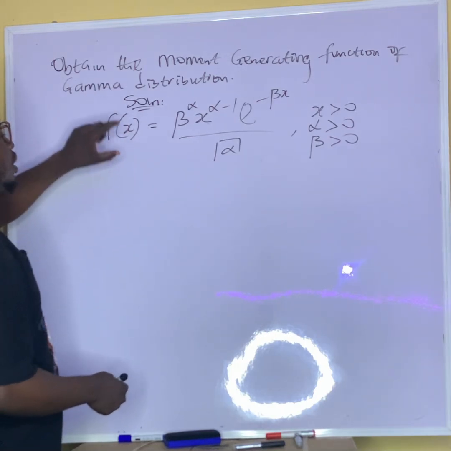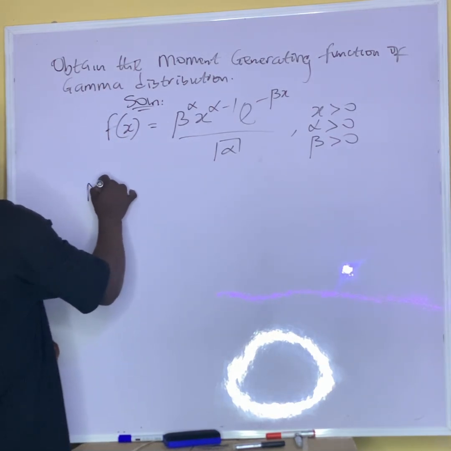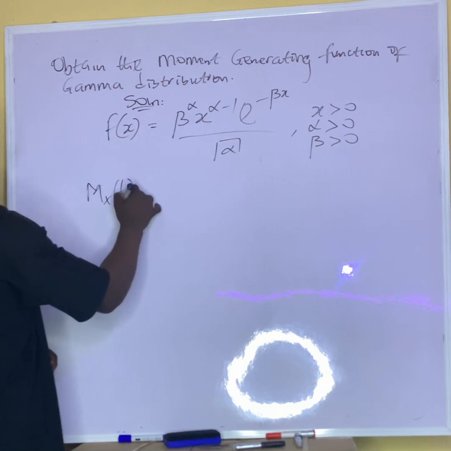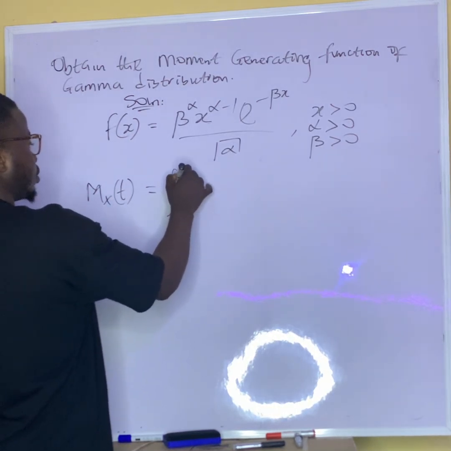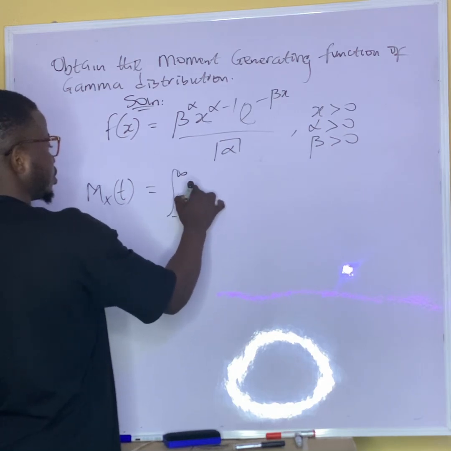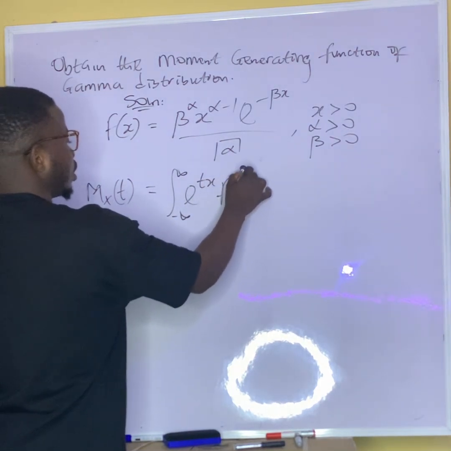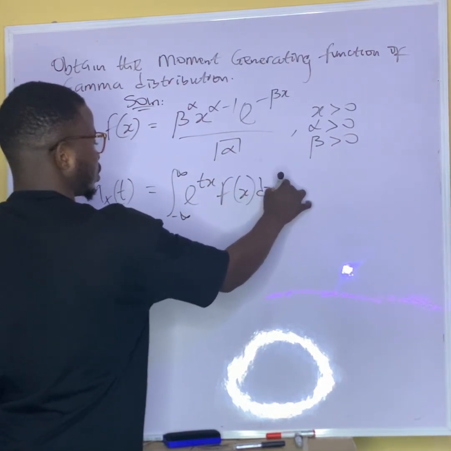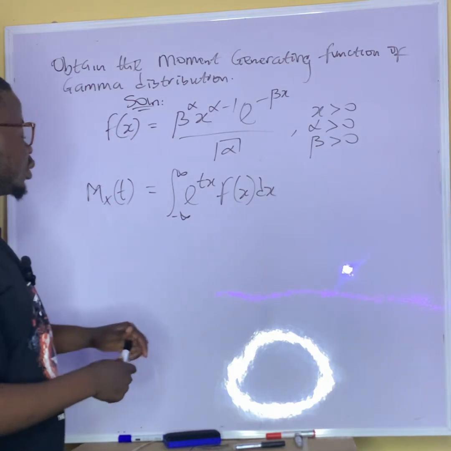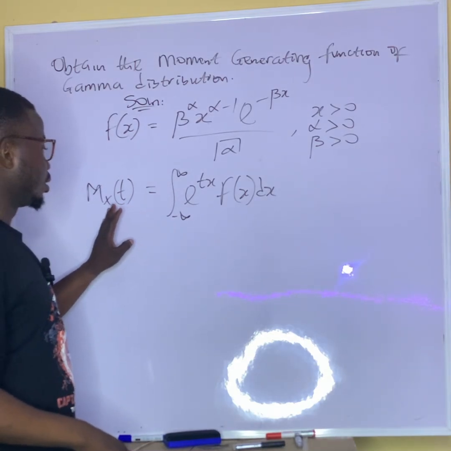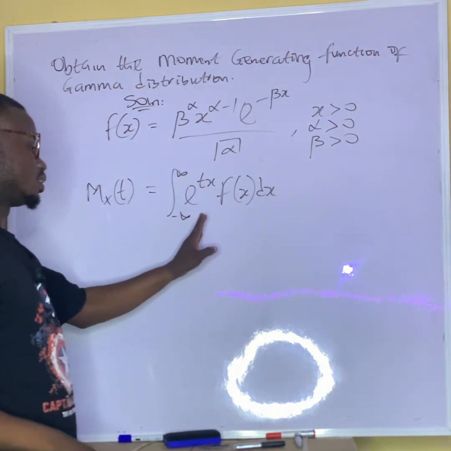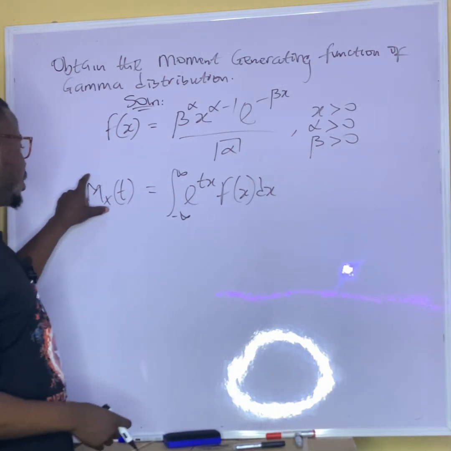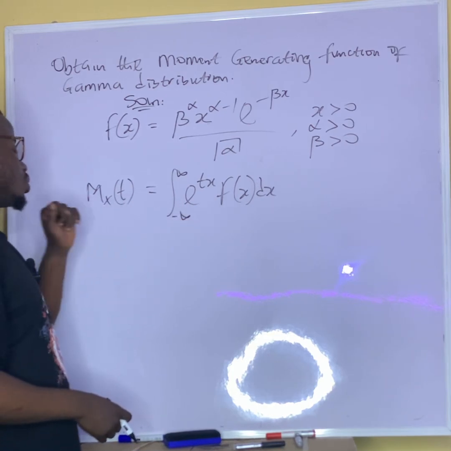Now to obtain the moment generating function, the moment generating function for a continuous random variable x is defined as the integral from minus infinity to infinity of exponential tx f of x dx. So now M_X of t is equal to what we have here.